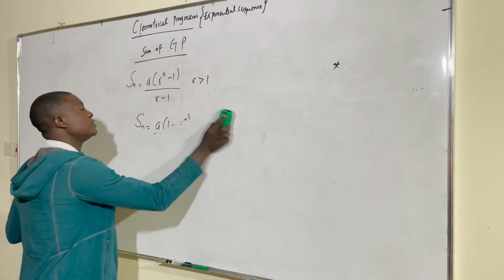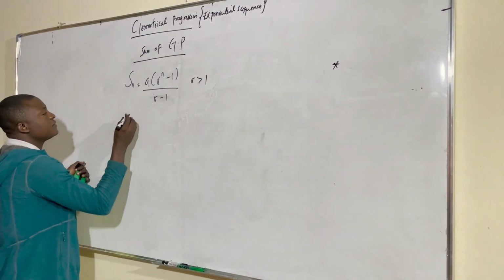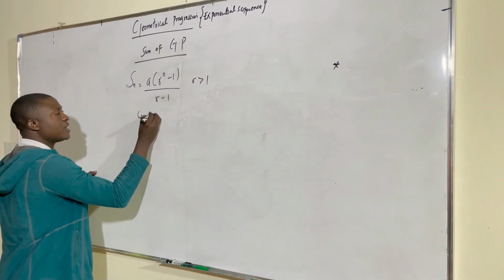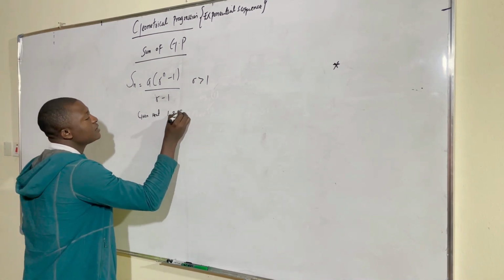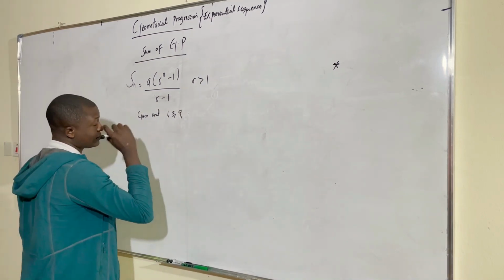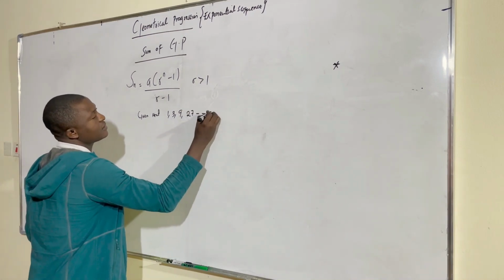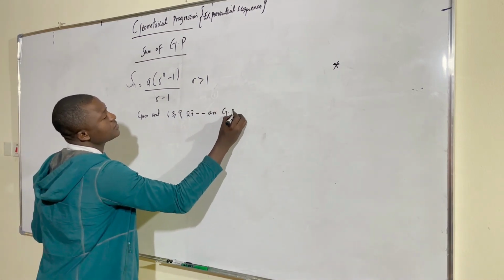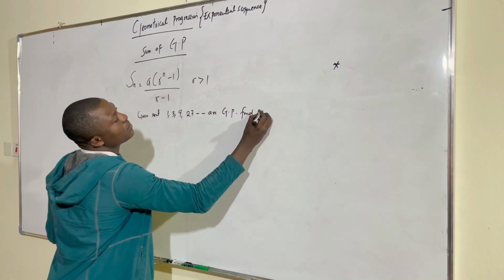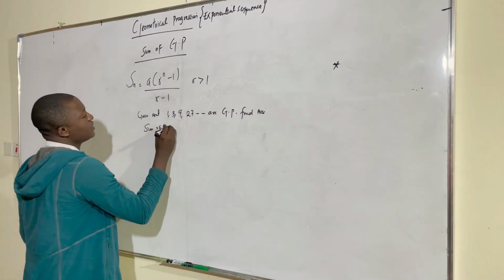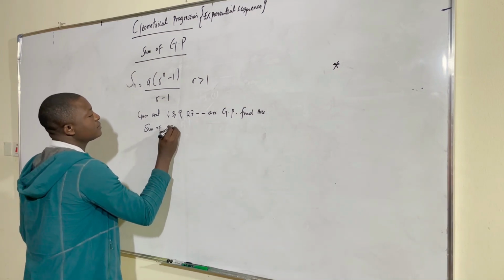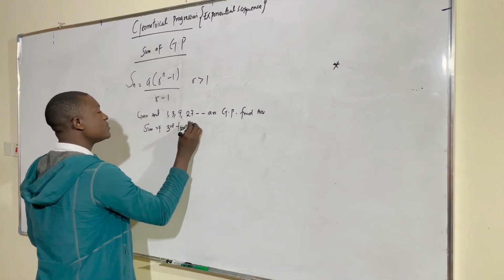Okay, let me just write it here. They say, given that 1, 3, 9, 27 are in geometrical progression, find the sum of the total. So let's look at this.